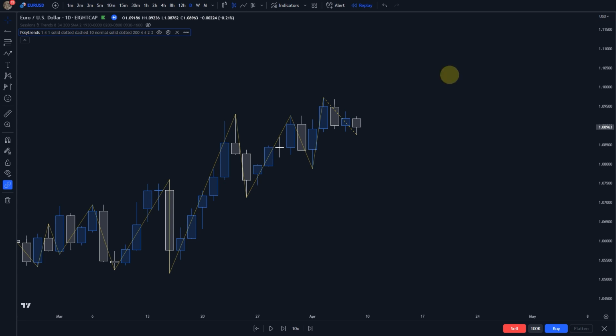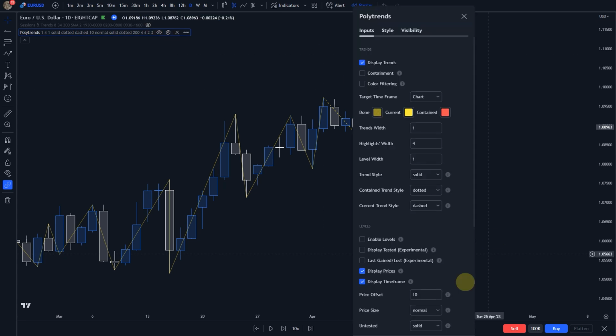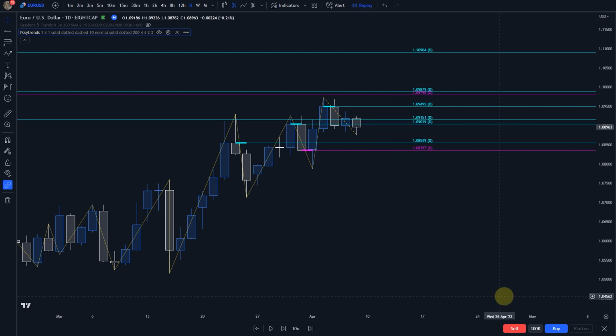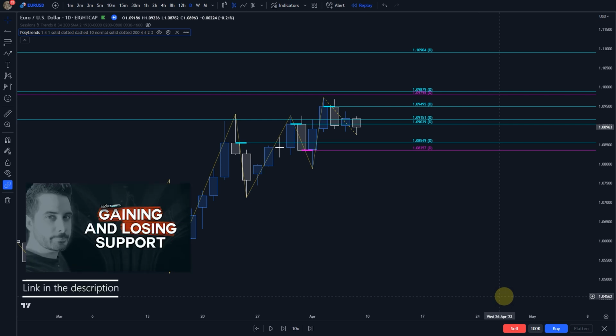But there's more. When I open the settings again, there's an option enable levels. And when I activate it, you guessed it, the levels for support and resistance will be added to the chart. By default, untested levels are displayed. If you want to know what untested and tested levels are, check out this video by TradingView.